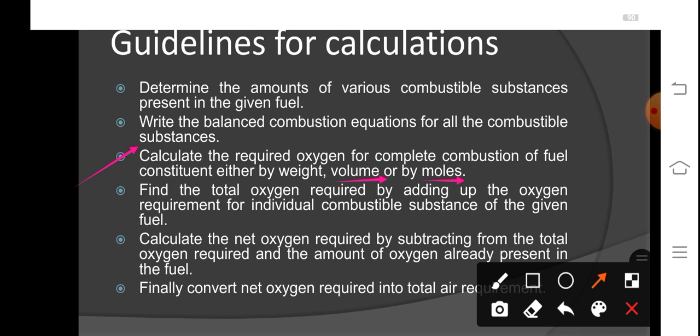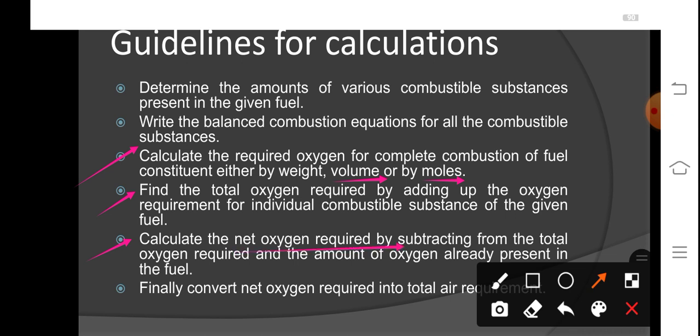Then next point, we have to calculate the total oxygen required by adding up the oxygen requirement for each individual combustible substance. Once we get the individual amount of oxygen required for the combustion of the constituents, we will add up all the amounts of oxygen required. After doing this, we have to calculate the net oxygen required.